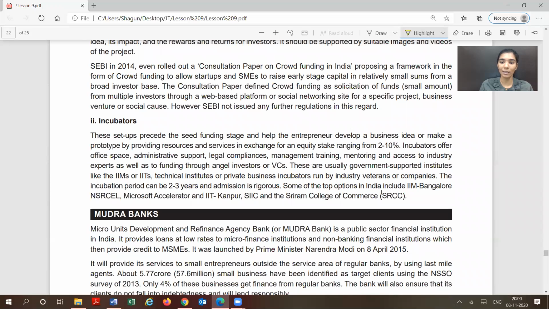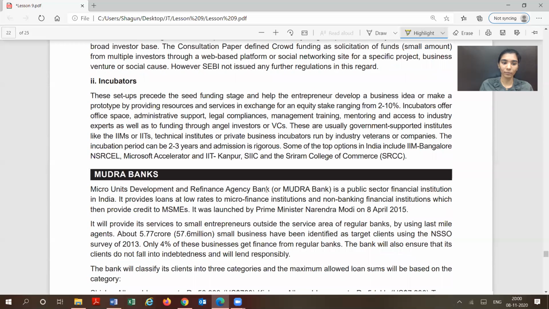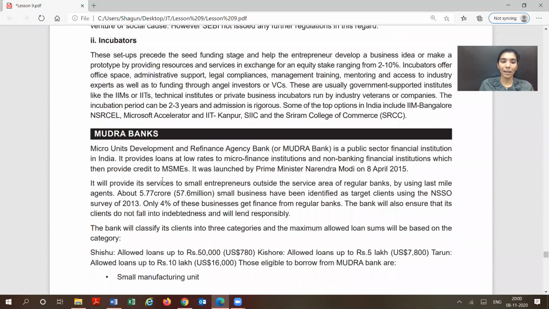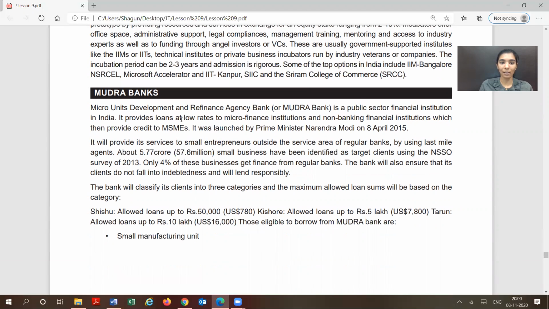And usually incubators क्या होता है? IIM, Microsoft Accelerator, ये सब example. Mudra banks. Mudra banks are the micro units development and refinance agency bank. It is a public sector finance institution in India. वो क्या करते हैं? Mudra banks क्या करते हैं? They provide loans at low rate to microfinance institution and NBFCs. और फिर ये जो NBFCs और microfinance institution होते हैं, they provide loans to MSMEs, मतलब micro, medium and small scale industries.